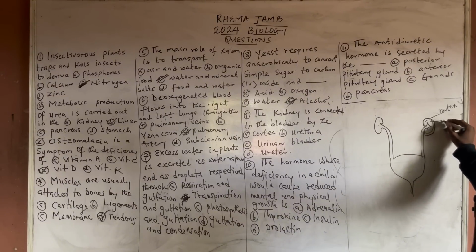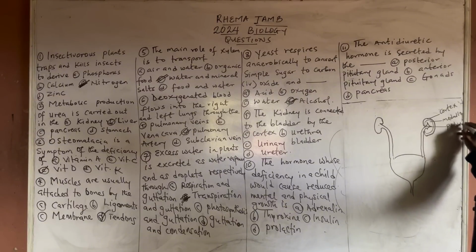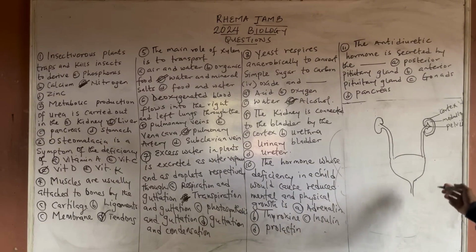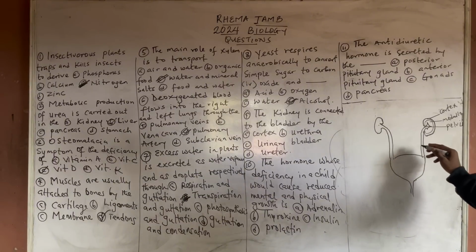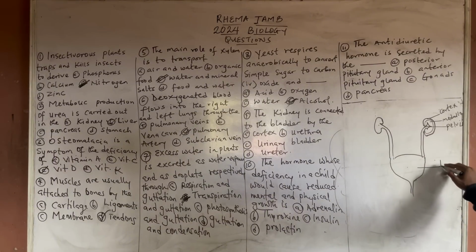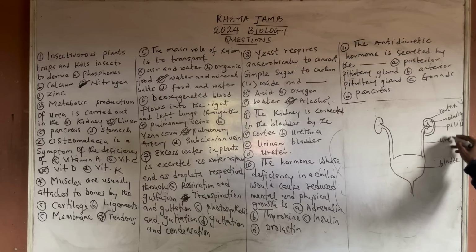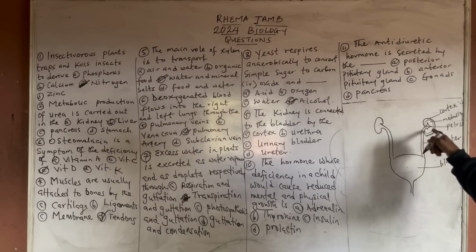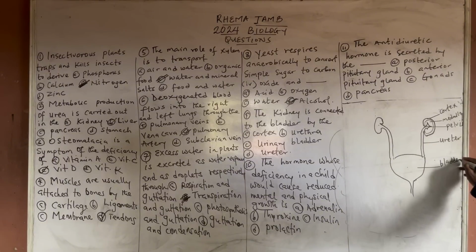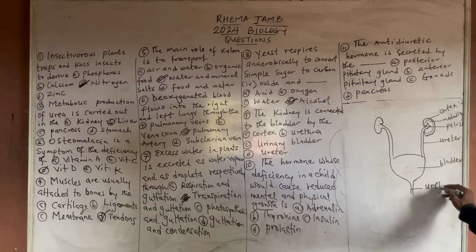Then the inner part is called the medulla, and lastly we have the pelvis. If you look at this diagram, the kidney is connected to this large sac, known as the bladder, by this tube, which is known as the ureter. The ureter is what links the kidney to the bladder. The part that finally expels the urine out is called the urethra.